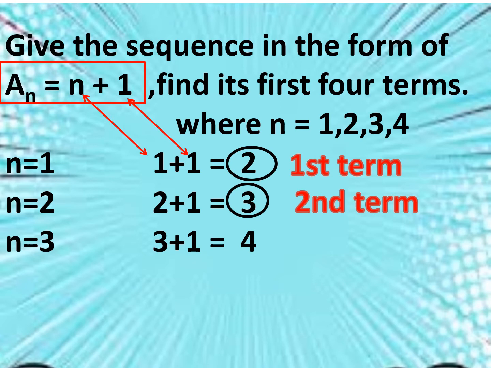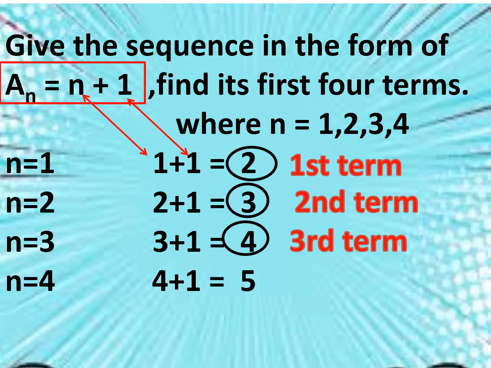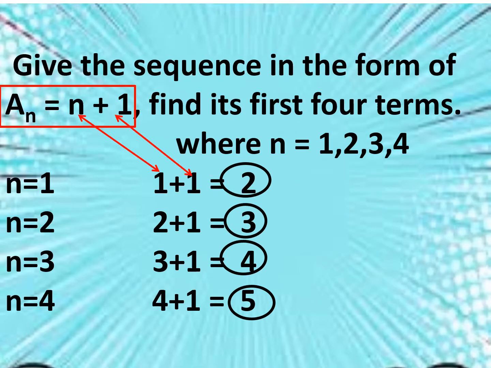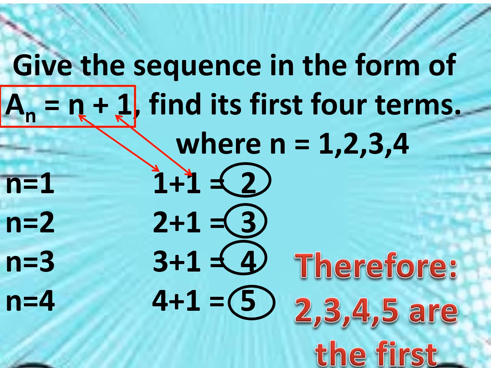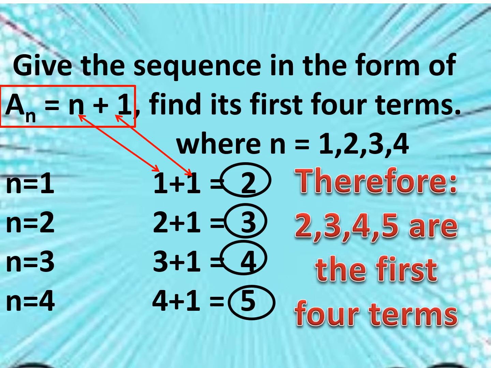Now n is equal to 3. So 3 plus 1 equals 4. Our third term. And n is equal to 4. So 4 plus 1 equals 5. The fourth term. Therefore, we have 2, 3, 4, 5 are the first four terms in a sub n is equal to n plus 1.